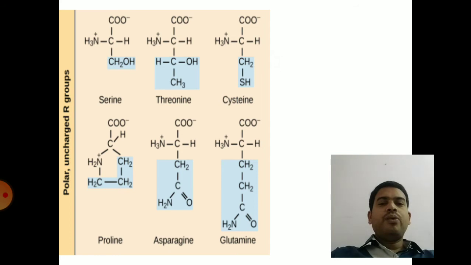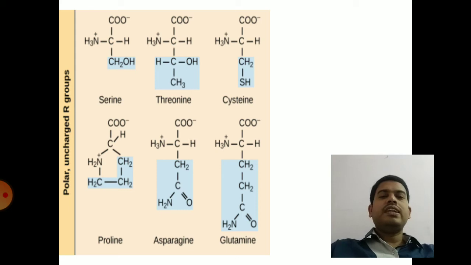So the next one is polar uncharged R group containing amino acids. Polar means they are soluble in water, but they don't show any charge because they contain equal amounts of positive and negative charges on the structure. So they don't show any charge.